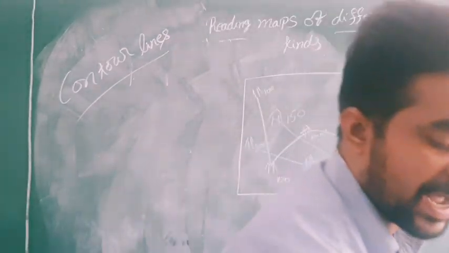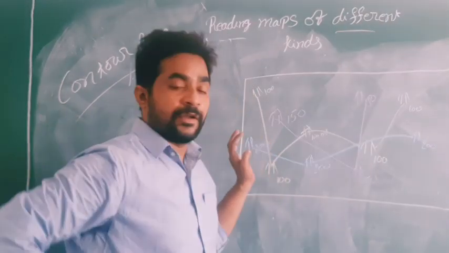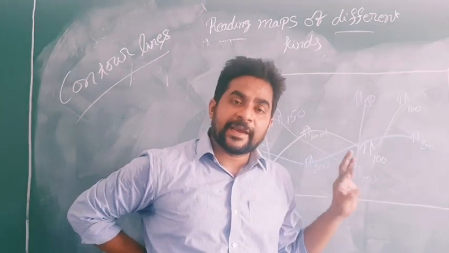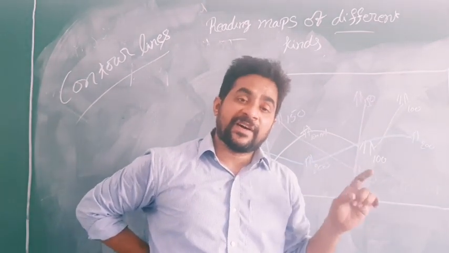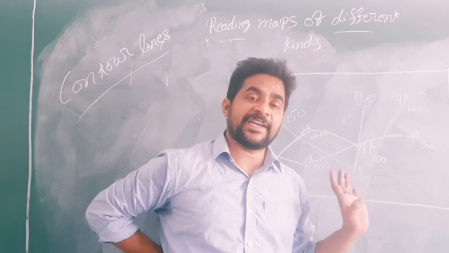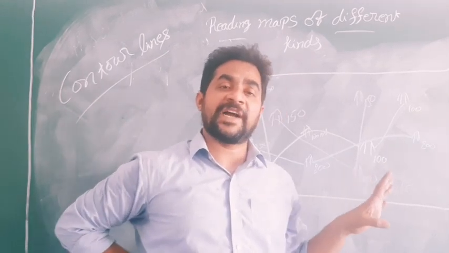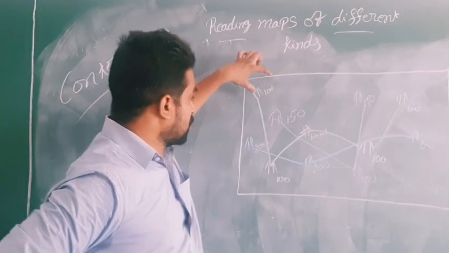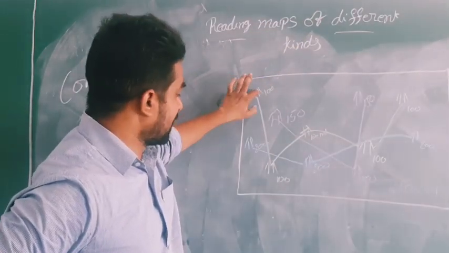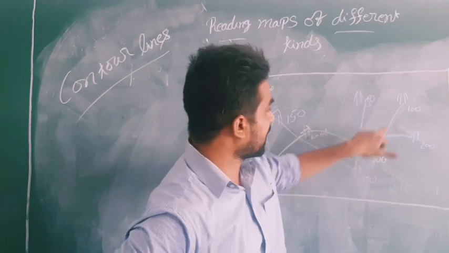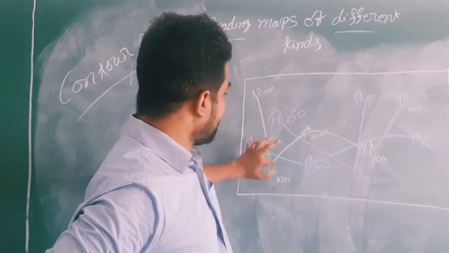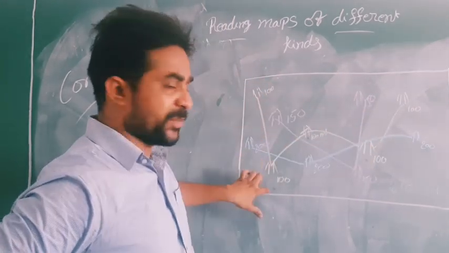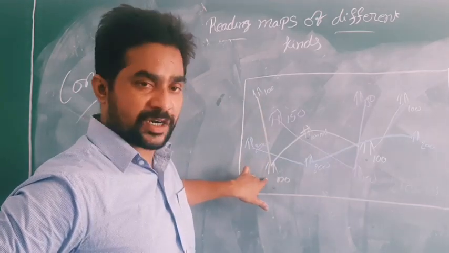A contour line is a line connecting one area to another area of the same height of the land. Here also I am connecting these 100, 100, 100, 100 and 100. So I am connecting these 5 houses with a 100 meters line. This one line is called a contour line.